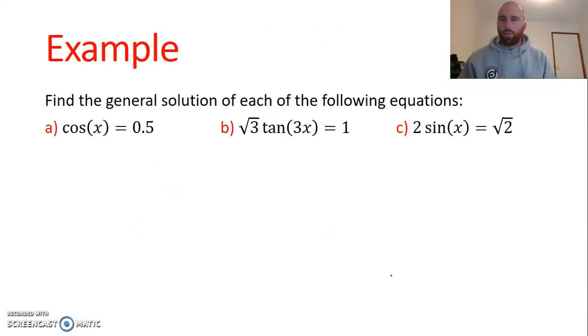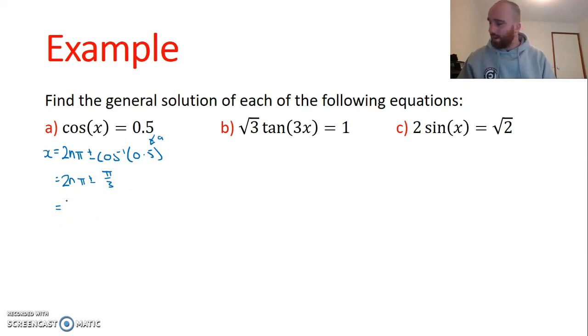We've got a couple of questions here. Find the general solution of each of the following equations. The first one is cos x equals 0.5. Because we're using cos, I'm going to use the general solution for cos. So x equals 2n pi plus or minus inverse cos of 0.5. Remember that 0.5 is our a. I can simplify this and find the solution: inverse cos of 0.5 is actually pi on 3.